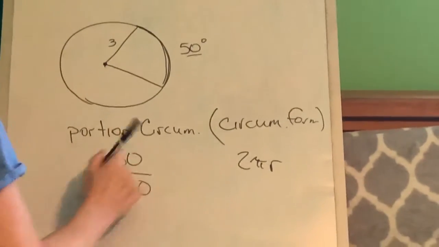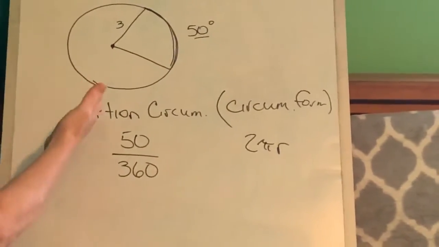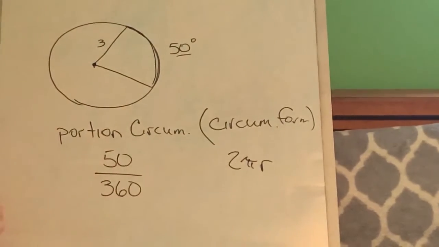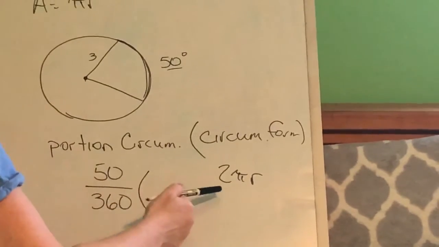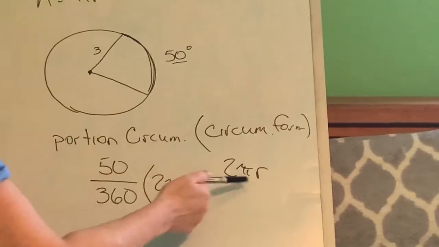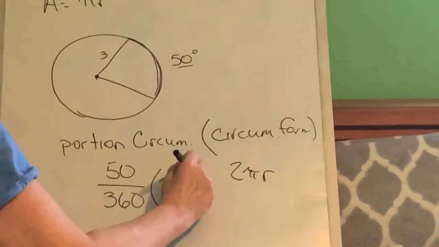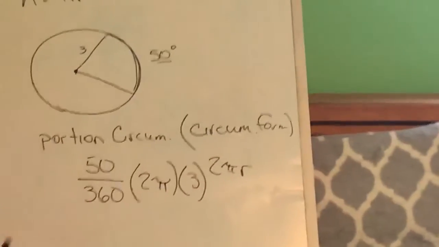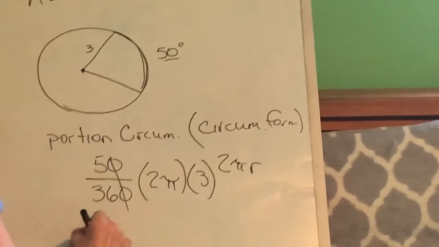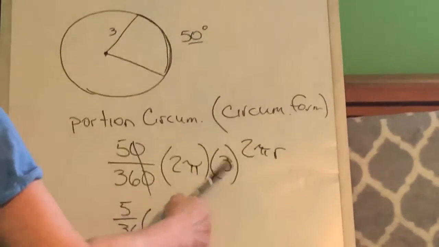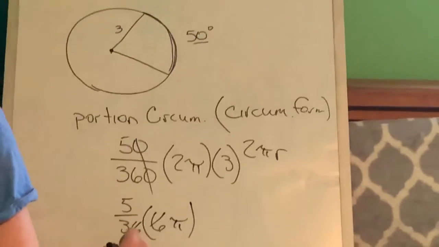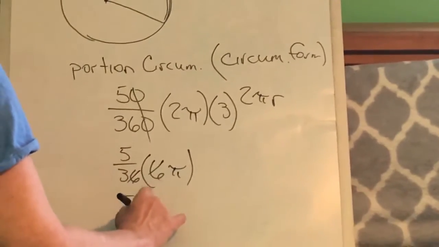So 50 over 360 gives me the fractional part of the circumference that I'm actually talking about. And then I want to multiply by 2 pi r. 2 pi is pi, but r is the radius of 3. All right, then we can just work the math. Let's kill off some zeros there. We're going to have 5 over 36 times 6 pi. 6's are going to cancel here, giving me 5 over 6 pi.